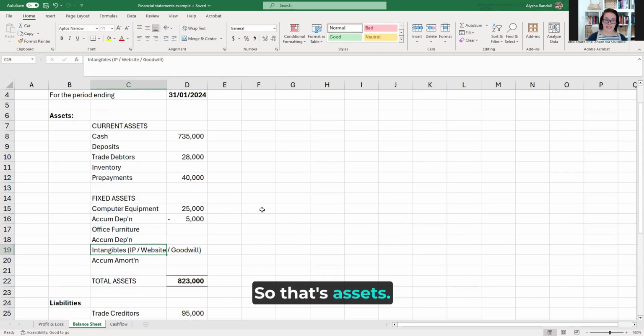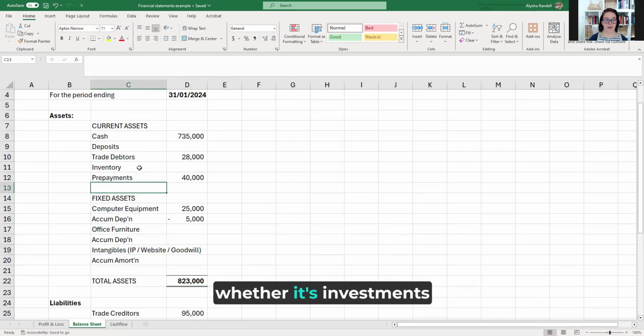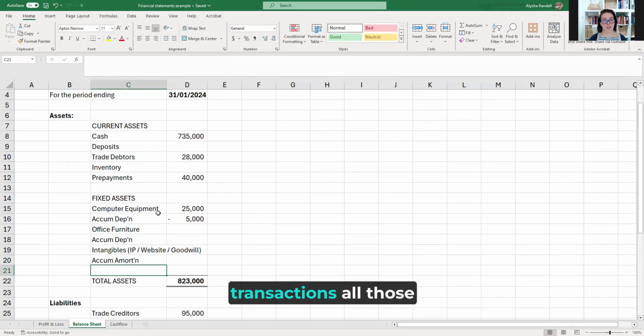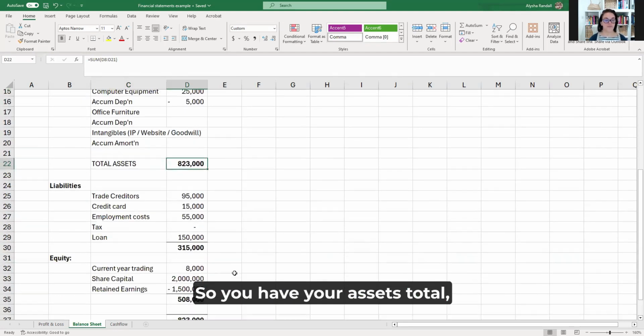So that's assets. There's obviously other things that can happen, whether it's investments in here, or if you're invested in another company, particularly if you have a subsidiary. So if you're the parent entity and you've got a subsidiary, you would have the investment in the subsidiary here, intercompany transactions, all those kind of things. But these are kind of the main ones. So that's your assets. So you have your assets total.